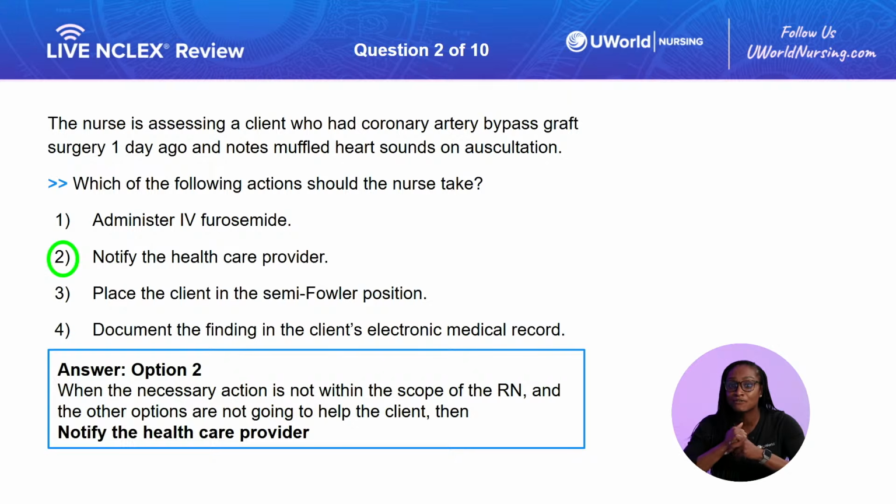So administer IV furosemide. This is something that they would probably do later to kind of decrease that fluid and prevent it from building up again, but that's not going to be that immediate quick acting intervention. So we can hold off on that one. Option 3, place the client in the semi-Fowler position. This will kind of help take off the demand on the heart, so then it can be a little bit better. It's a comfort measure, but not like immediate action, life-saving action. And then option 4, document the finding in the client's electronic medical record. Yes, we're always going to document, but it's not going to be that intervention that saves the client's life.